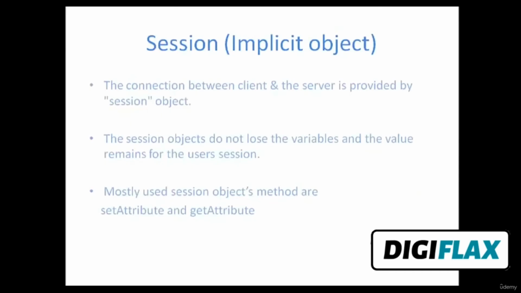Session, implicit object. The connection between client and the server is provided by the session object. The session objects do not lose the variables, and the value remains for the user session. Mostly used object methods are setAttribute and getAttribute.